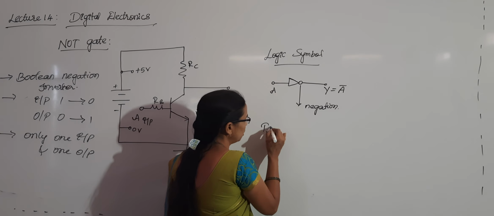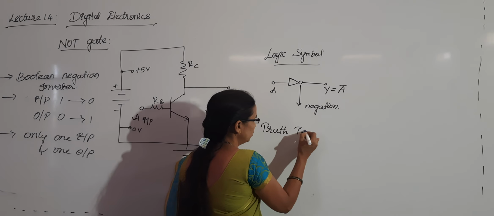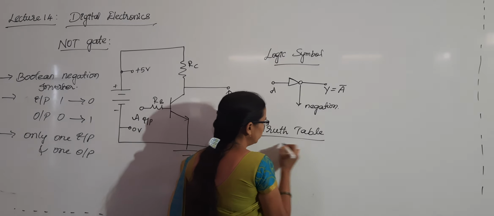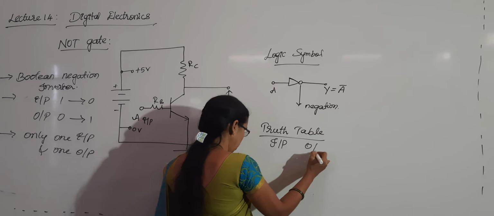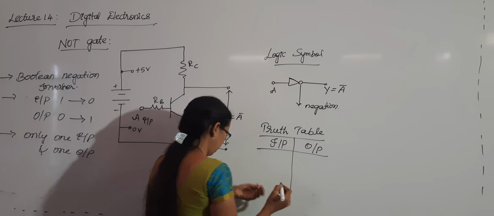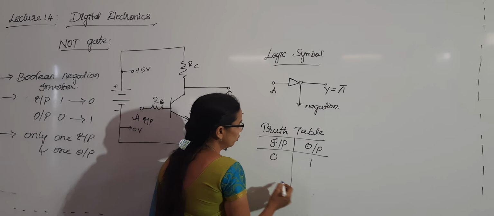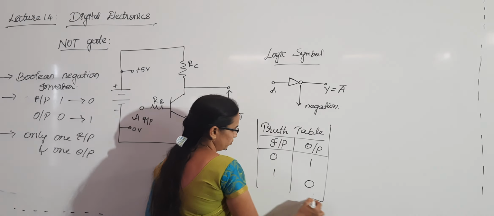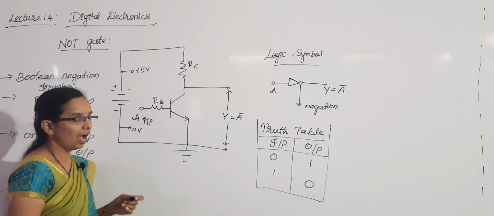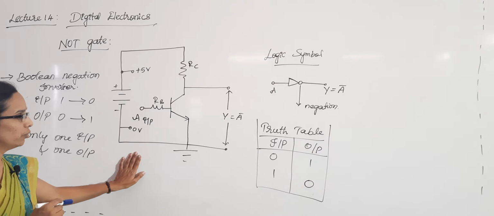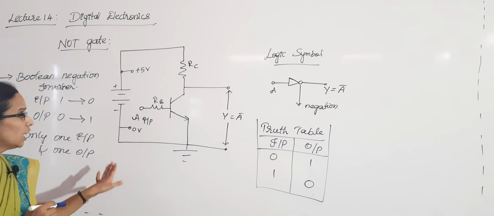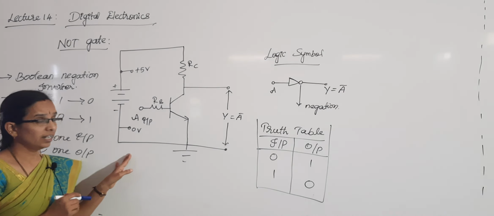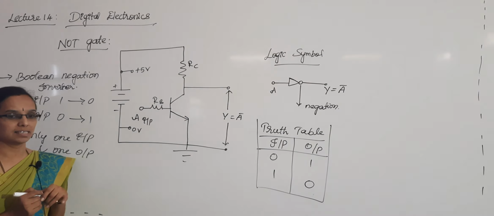Here we can even write the truth table of the NOT gate, because we know that there is only one input and only one output. If the input is 0, the output will be 1. If the input is 1, the output will be 0. How that happens, we will look into the circuit. See, this is a NOT gate circuit using a transistor.